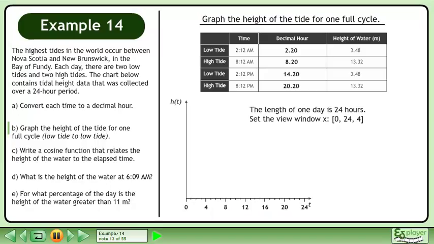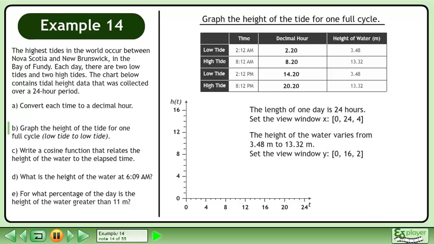The length of one day is 24 hours. Set the view window to x min equals 0, x max equals 24, and x scale equals 4. The height of the water varies from 3.48 meters to 13.32 meters. Set the view window to y min equals 0, y max equals 16, and y scale equals 2.